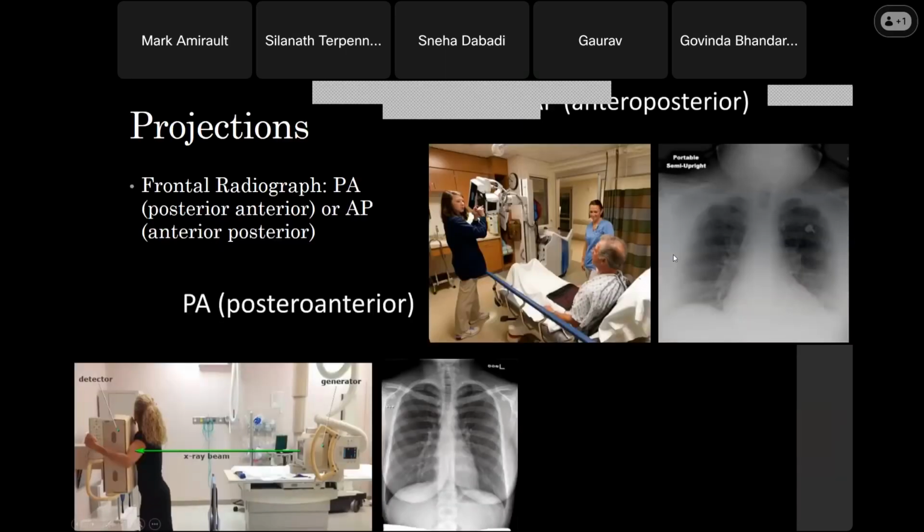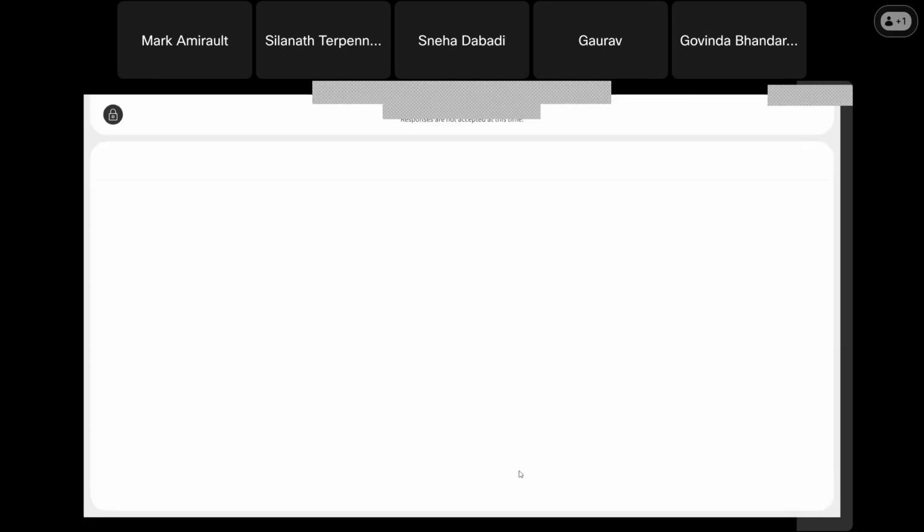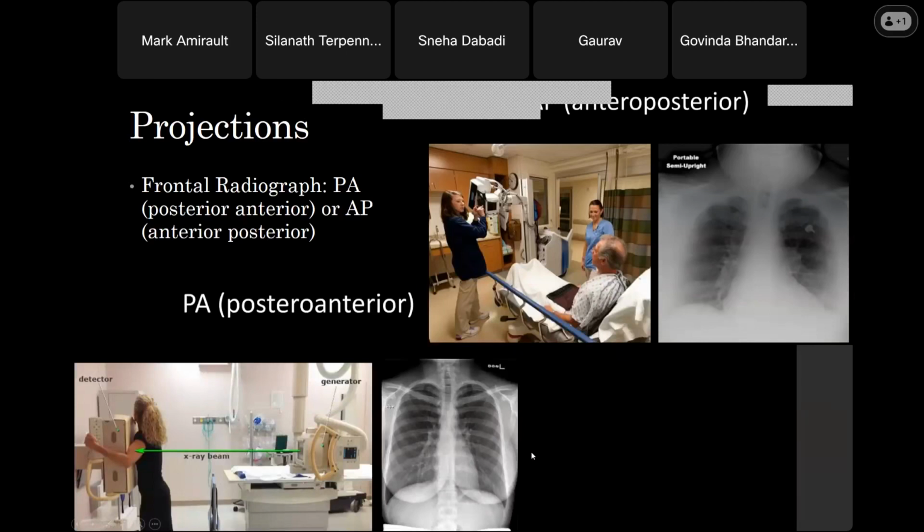So we'll skip this. But in terms of quality, PA views are generally better. And you can see the technique here. PA view, X-ray beam going to the patient's back, and they're sort of hugging this detector. And here's our AP technique. Again, typically sicker patients, or patients in the hospital that aren't really able to stand up for an X-ray.